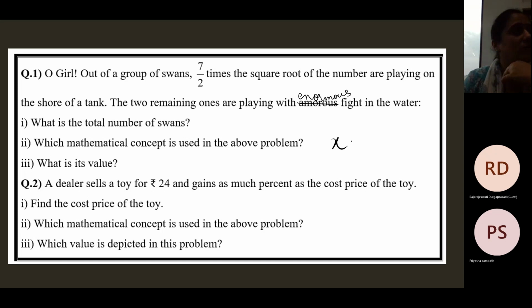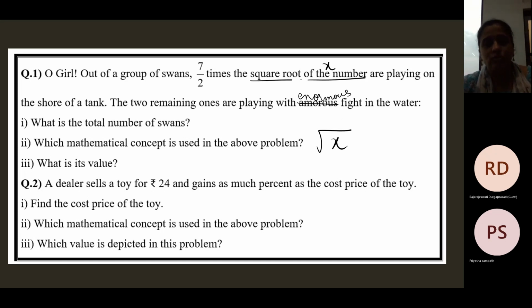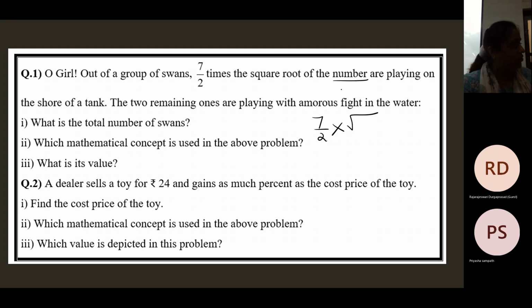Okay. So what is 7 by 2 times, meaning 7 by 2 into what? The square root of the number. X is the number of swans. So the square root of the number is square root of X, 7 by 2 into root X. Let the total number of swans be X. So 7 by 2 times, meaning into the square root of the number, meaning the total number of swans. So the total number of swans is X.